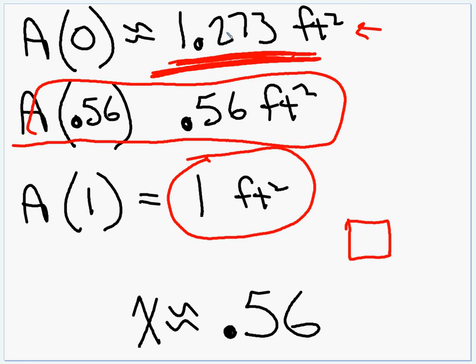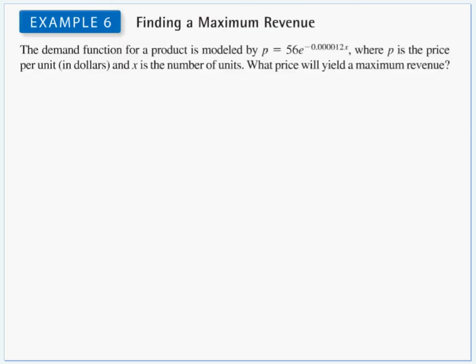Okay, and now we got one more example. This was newly added to this AP edition of the book. This is a good industry-based one. You've got a product that you're selling, the new TI Infinity calculator, and the product has a model of this. P is equal to 56e to the exponent negative 0.0000012x, where P is the price per unit in dollars, x is the number of units.